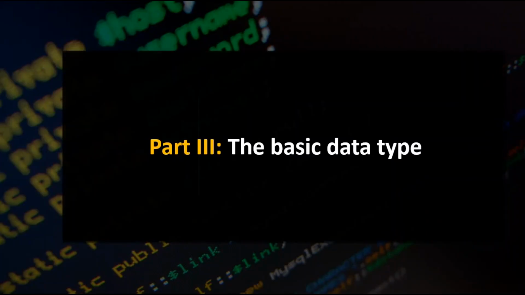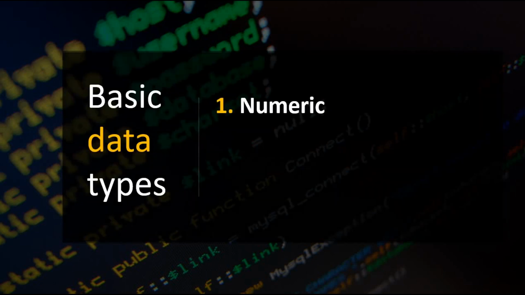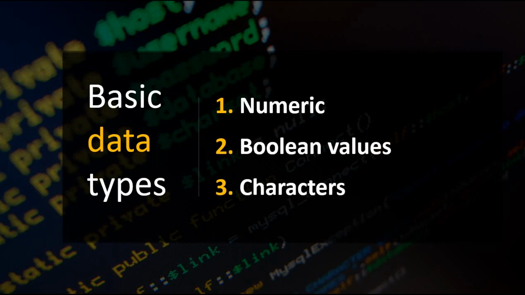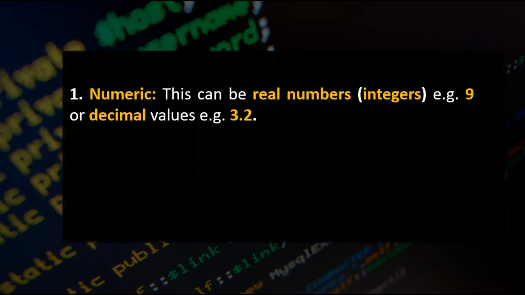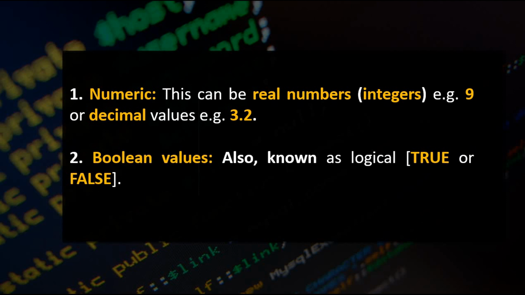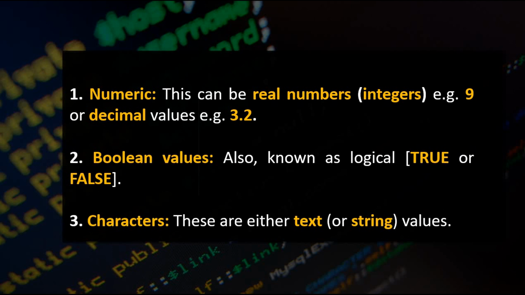So part 3, the basic data types. In this video we are just going to talk about the very basic data types. So we have numeric, Boolean values, and characters. Numeric can be a real number, integer, or decimal value, for example 3.2. Boolean value, also known as logic, is true or false. And characters are either text or string values.